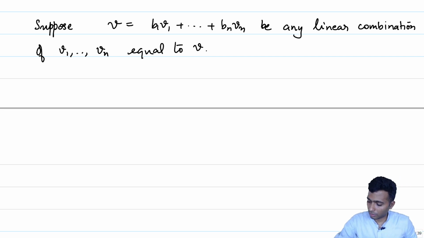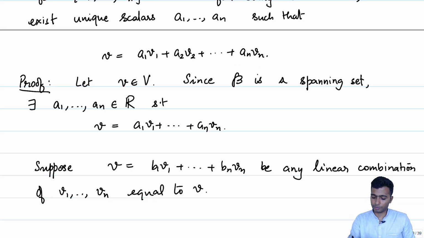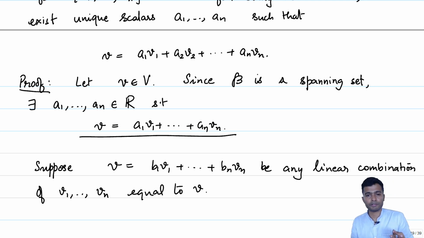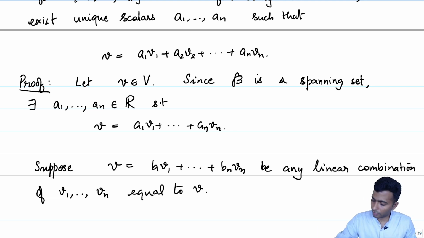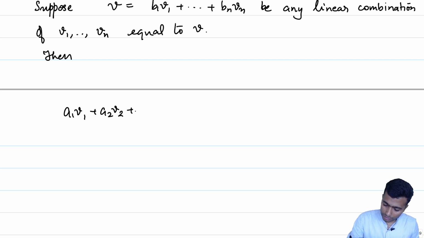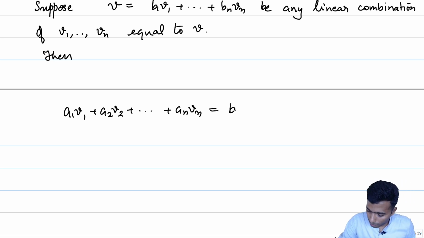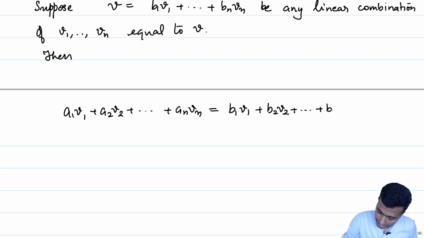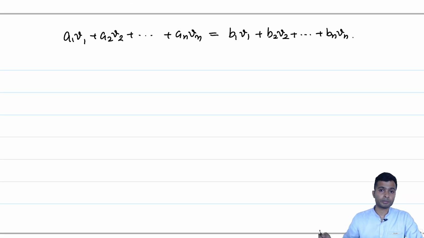What does that mean? That means that we already have one linear combination here, right? V is already equal to A1 V1 plus A2 V2 up to An Vn, and therefore A1 V1 plus A2 V2 plus dot dot dot An Vn, which is equal to V, is also equal to B1 V1 plus B2 V2 plus dot dot dot plus Bn Vn. But we are in a vector space, and our vector addition and scalar multiplication satisfy all the properties 1 to 8 in the definition of our vector space.